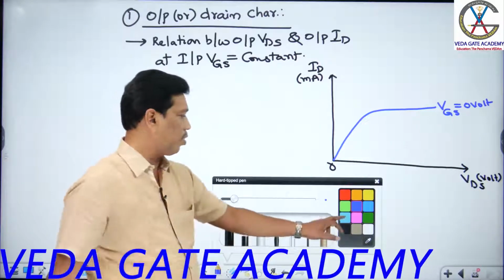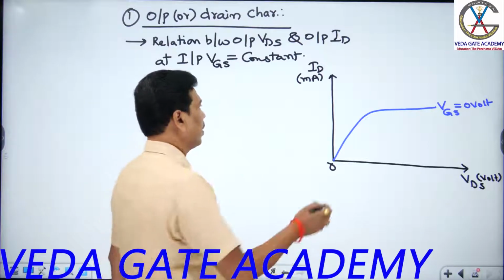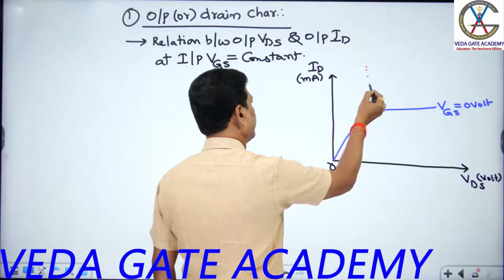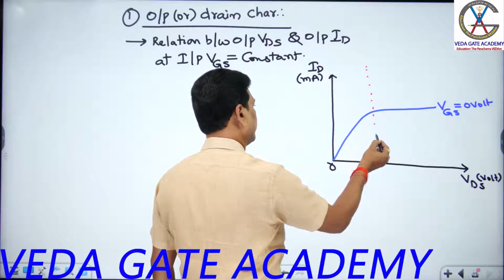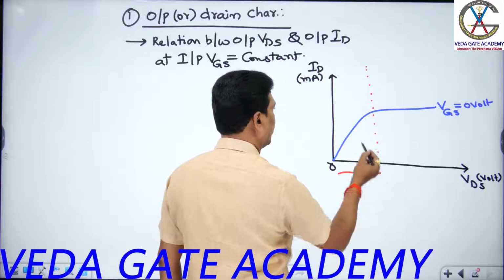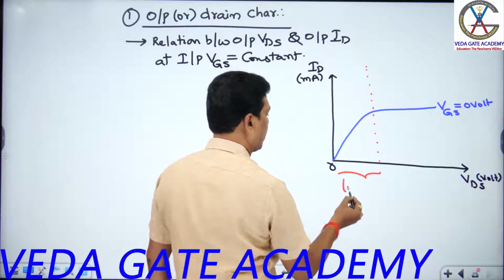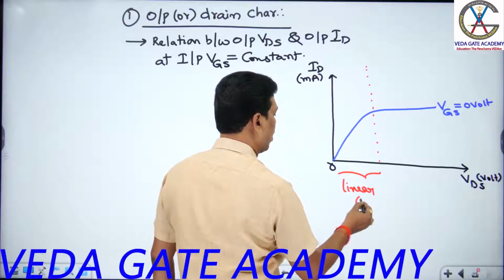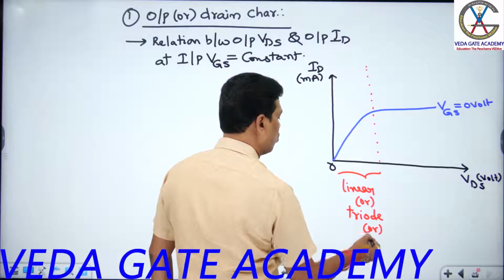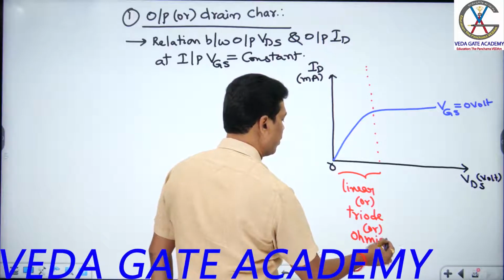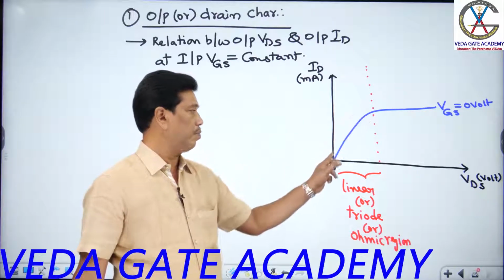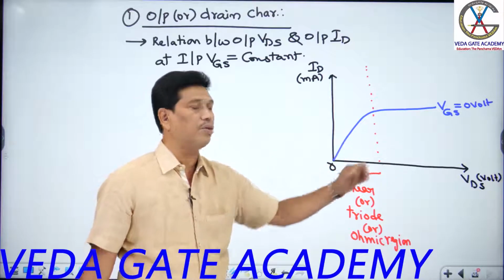If I go to this graph, students, up to a certain portion the drain current varies linearly with the drain voltage. This is the portion I indicate. In this region the drain current varies linearly with the drain voltage. This is called the linear, triode or ohmic region. Confirm now? So firstly, remember that the drain current varies linearly with the drain voltage, students.